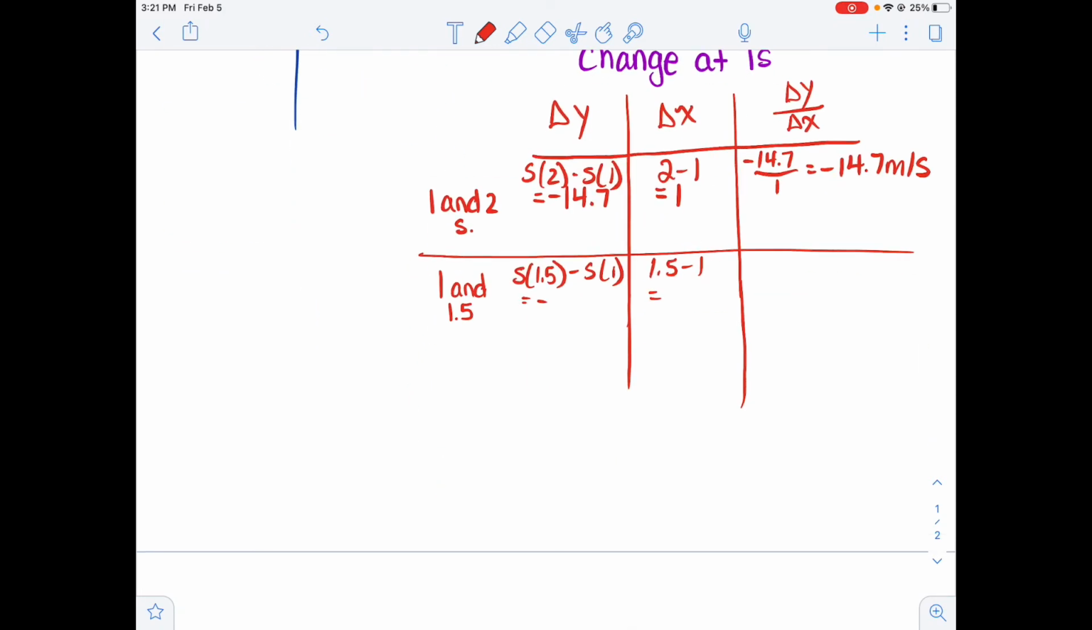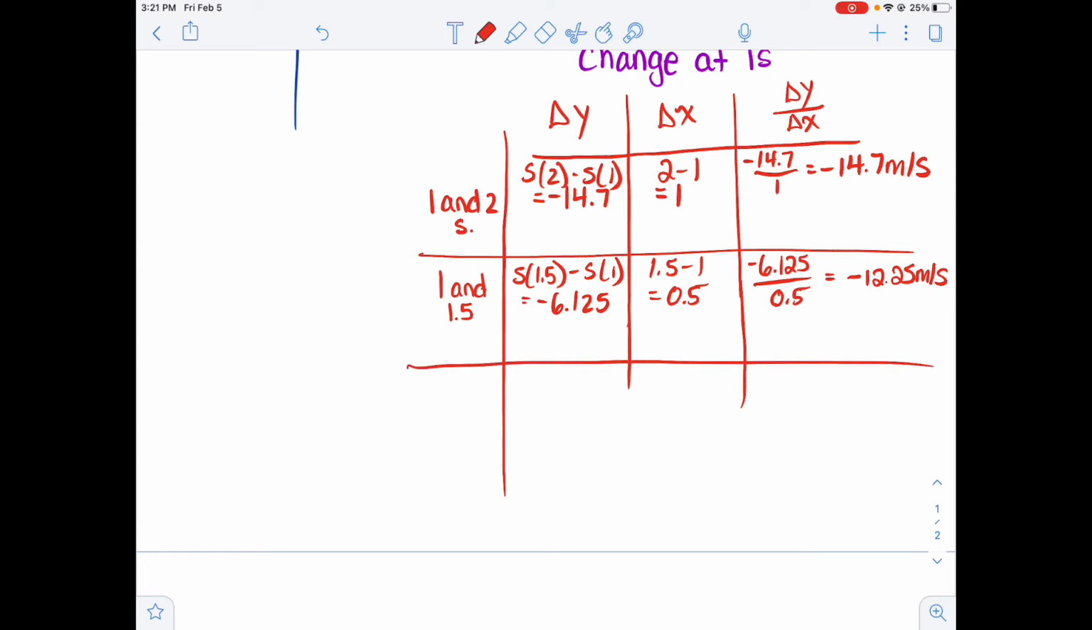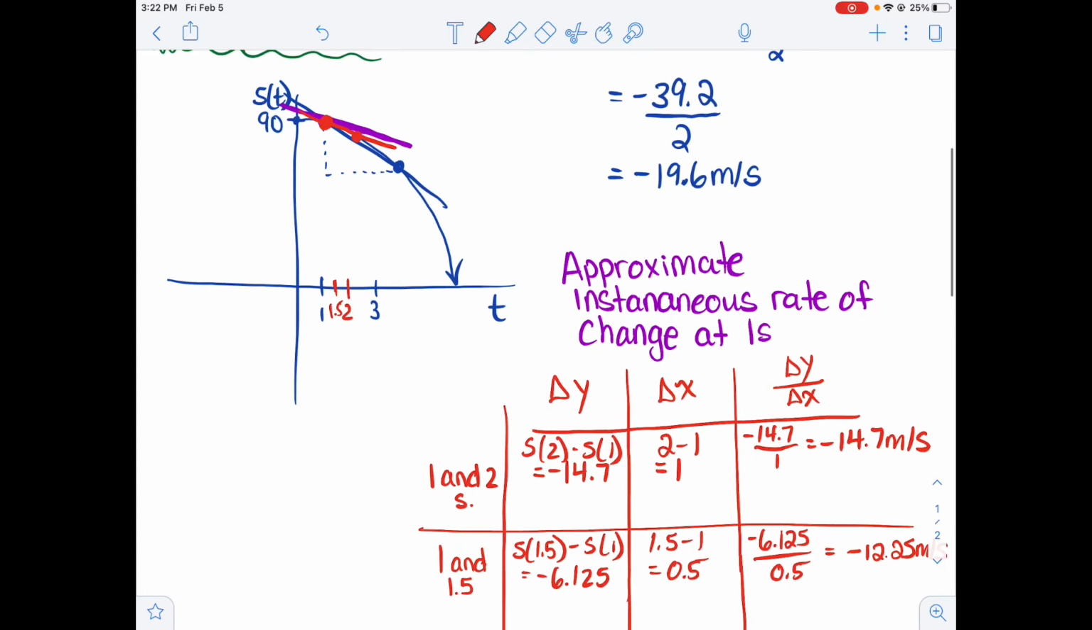So now I got negative 6.125, and then this would just be 0.5. So for my rate of change, I get negative 6.125 over 0.5, and I get negative 12.25 meters per second. Okay, not bad, but I feel like, why don't I back that point up a little closer?